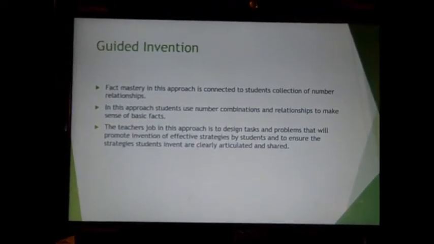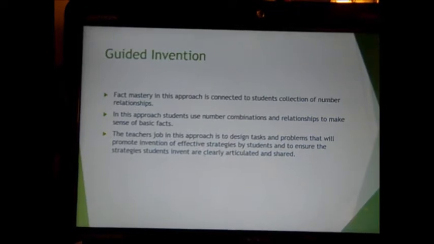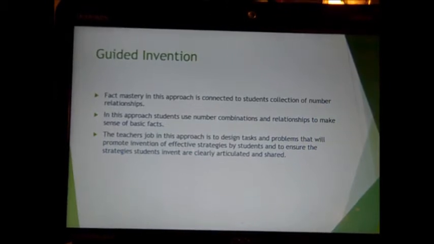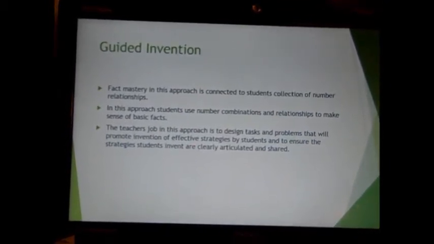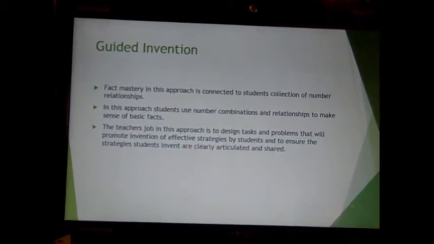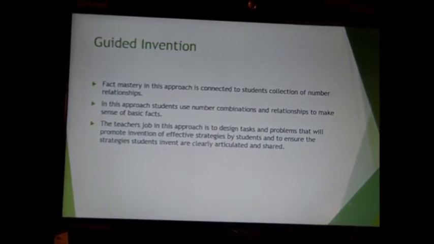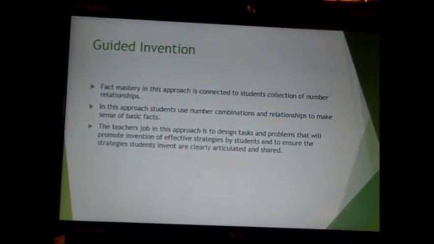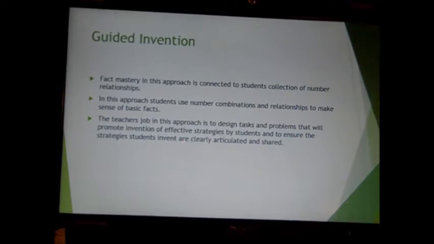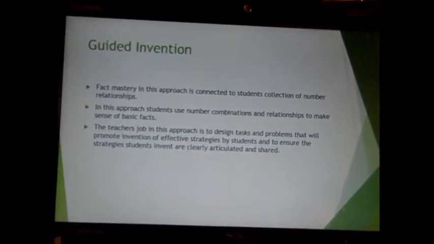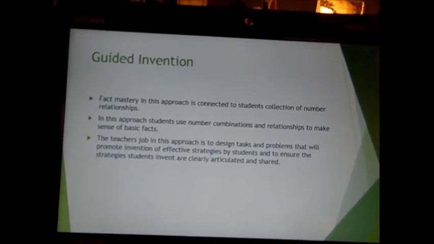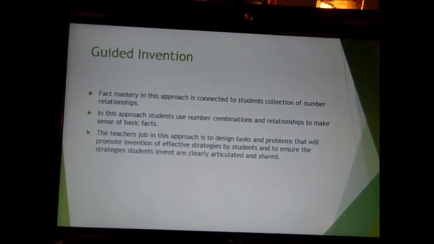Guided invention. Fact mastery in this approach is connected to students' collection of number relationships. In this approach, students use number combinations and relationships to make sense of basic facts, so they use what makes sense to them. For example, some students may think of 7 plus 8 as double 7, which is 14, and one more, which is 15, while another student may note that 8 is 2 away from 10, so they take 2 away from the 7 to put with the 8 to make 10, so that the problem becomes 10 plus 5. The teacher's job in this approach is to design tasks and problems that will promote invention of effective strategies by students and to ensure the strategies students invent are clearly articulated and shared.